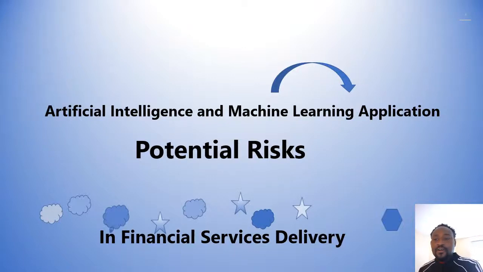This presentation is for coursework for the University of Derby, and the topic is artificial intelligence and machine learning application. I'm going to look at the potential risk in financial services. Since this is coursework, the project itself details the findings and some of the detailed readings on these two topics, which are very interesting. These are two applications or services that I'm highly interested in. I'm talking about artificial intelligence and machine learning.